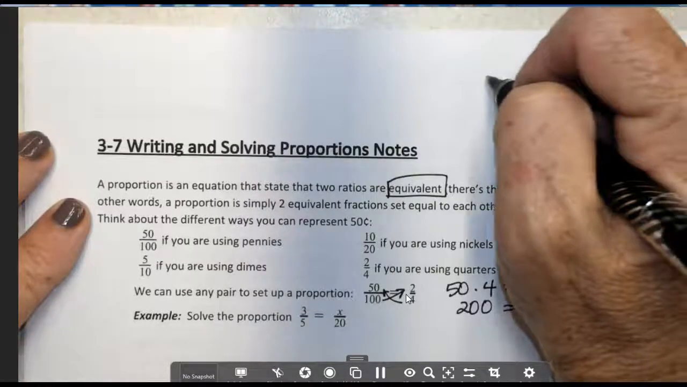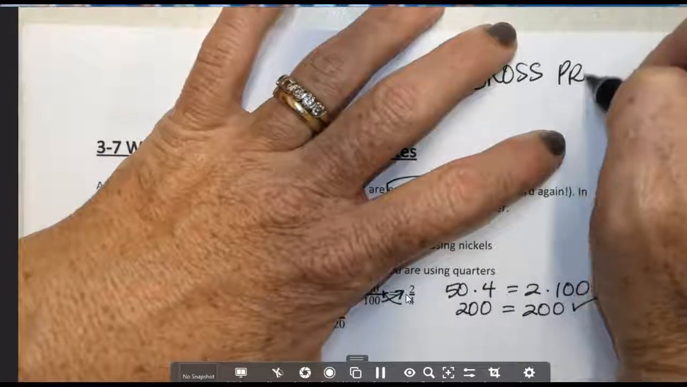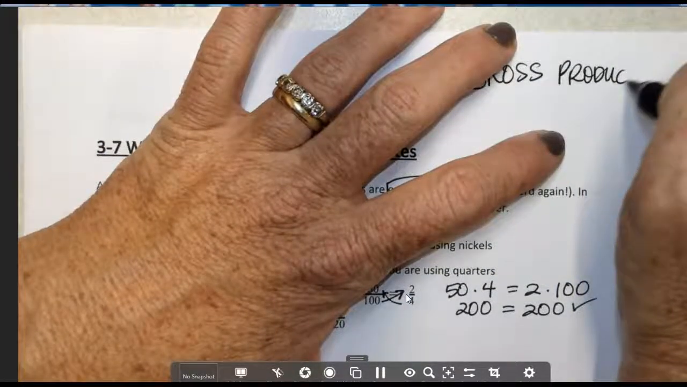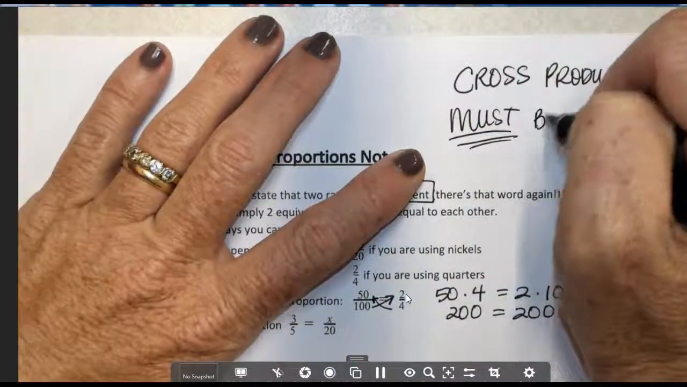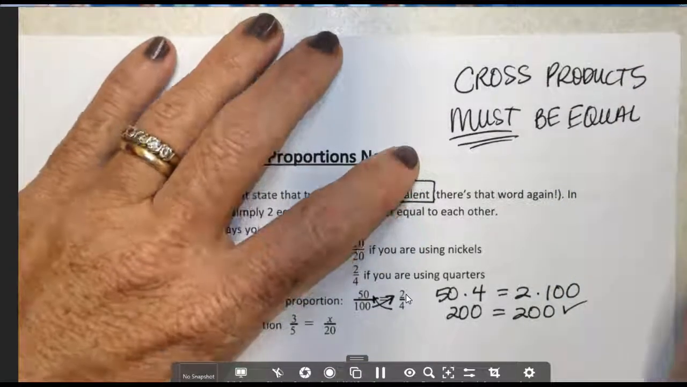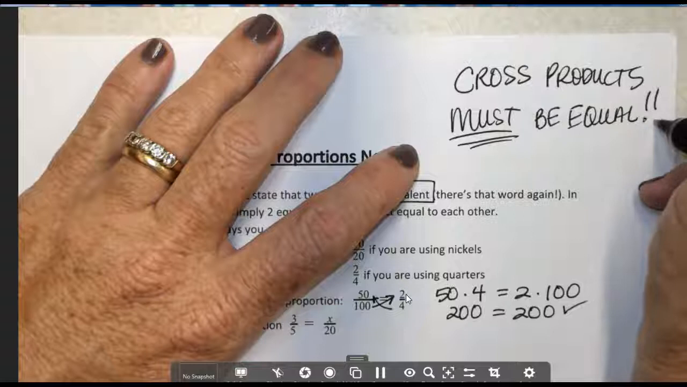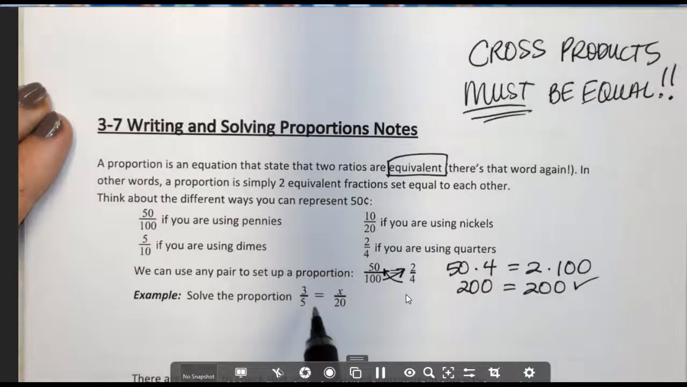So I want you to write this at the top. Cross products must be equal, right? You can always just cross multiply. Okay, really important.